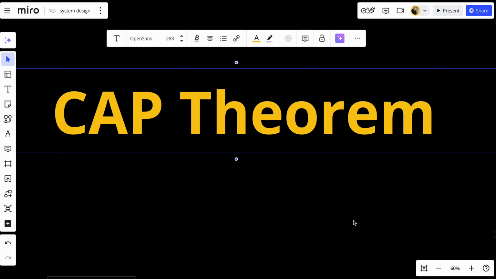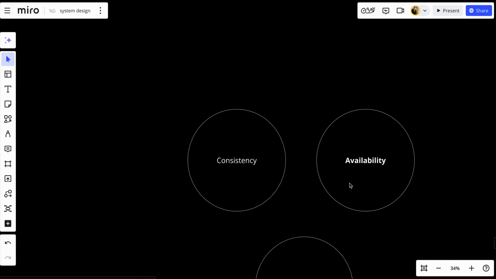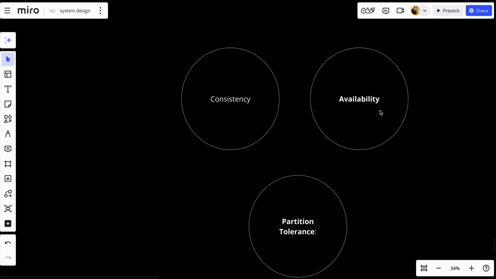The CAP theorem states that in a distributed system, it is impossible to simultaneously guarantee the three things that we are going to see: consistency, availability, and partition tolerance. In other words, you can only pick two out of the three properties, and understanding these trade-offs is crucial for making informed decisions in system design.